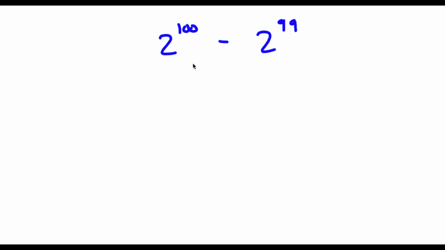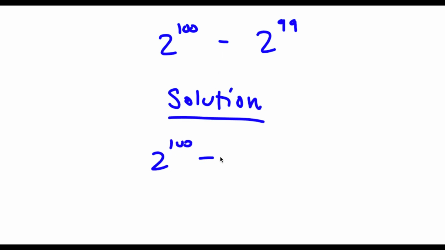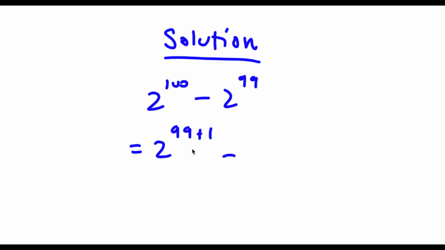Alright, so I have 2 to the power of 100 minus 2 to the power of 99. So for my solution, first start with 2 to the power of 100 minus 2 to the power of 99. Now, I'm going to first rewrite 100 here as 99 plus 1, because 100 is equal to 99 plus 1. So I have 2 to the power of 99 plus 1 minus 2 to the power of 99.